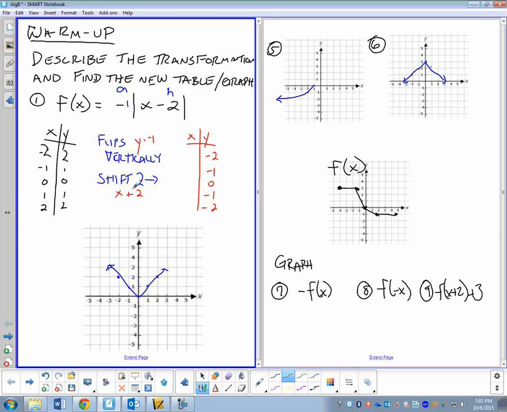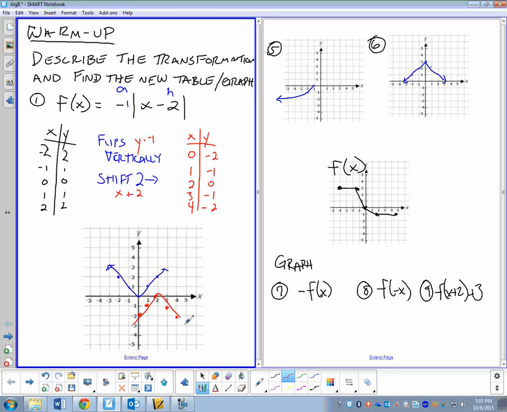So I take -2 plus 2, I get 0. -1 plus 2 is 1. 0 plus 2 is 2. 1 plus 2 is 3. And 2 plus 2 is 4. So what I now have are 5 points that are exactly on the graph of this function. So I graph those: (0, -2), (1, -1), (2, 0), (3, -1), and (4, -2).